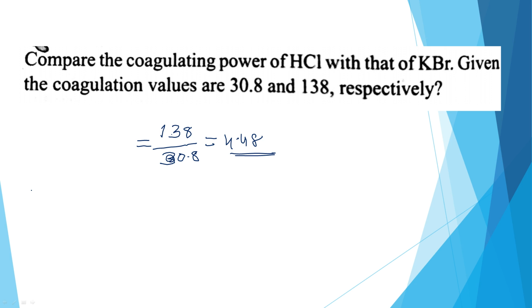Similar to the previous problem, coagulating power of HCl by coagulating power of KBr is equal to coagulating value of KBr divided by coagulating value of HCl, the reciprocal. 138 by 30.8 is 4.48. The coagulating power of HCl is 4.48 times more than that of KBr.